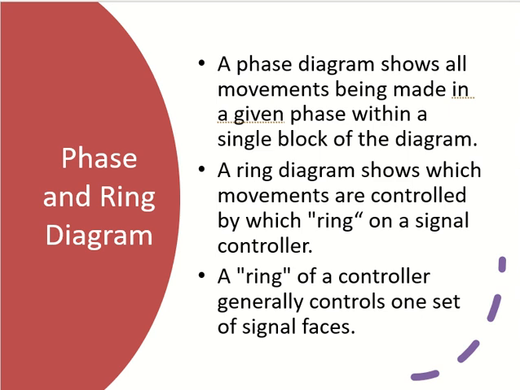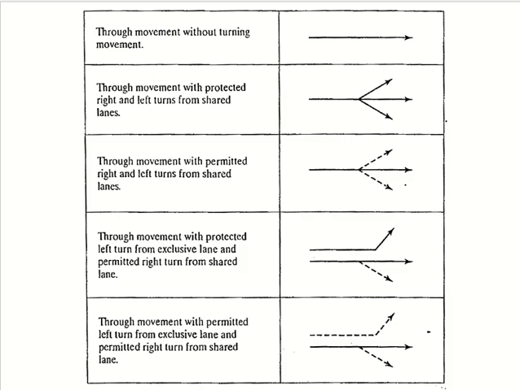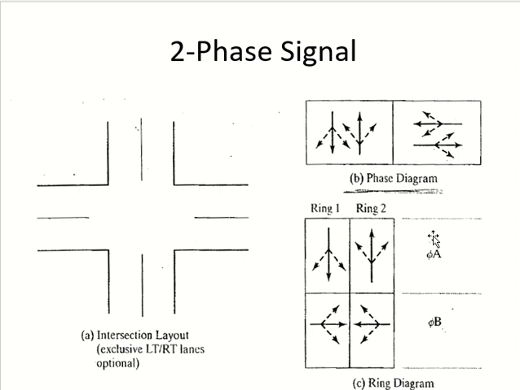When you have decided the phasing plan, you can draw two types of diagrams to show it. One is called the phase diagram, the other one is called the ring diagram. In the phase diagram, movements from different directions are shown together in the same box. In the ring diagram, these movements for the same signal are shown separately. So this is a ring diagram. Ring diagram is more commonly used than the phase diagram. Phase diagram is normally seen with the softwares.